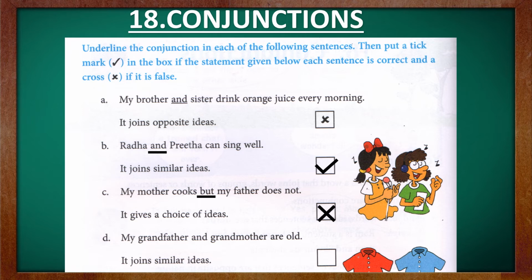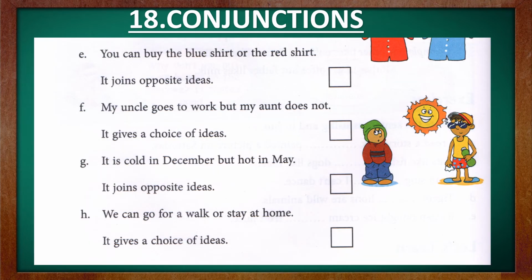So we put cross. D. My father and grandmother are old. Here "and" is a conjunction. It joins similar ideas. Yes, it joins similar ideas. Correct. E. You can buy the blue shirt or the red shirt. "Or" is the conjunction. It joins opposite ideas. No, it does not join opposite ideas. It gives a choice whether blue or red.